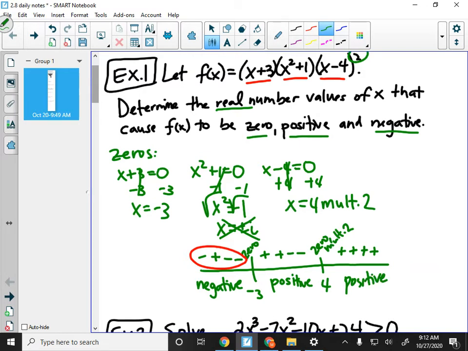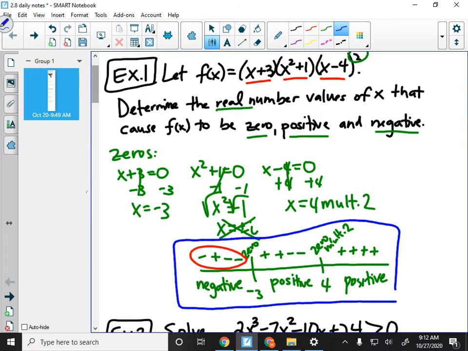So for the ones that just ask you to find all the real number values where it could be 0, positive, or negative, what I actually want for your final answer is this sign chart right here. Because I should be able to look at that and find all the places where it's negative, all the places where it's positive, and all the places that it's 0.